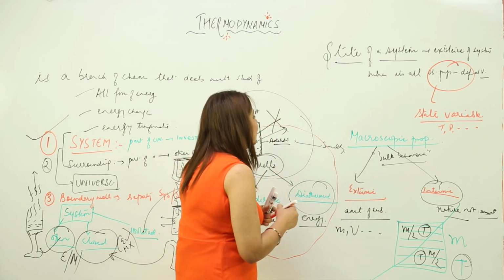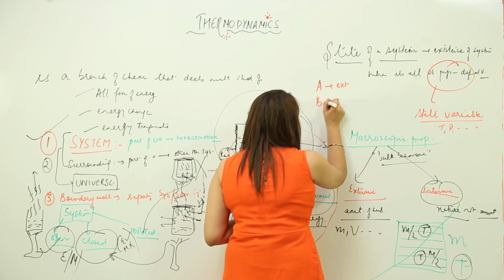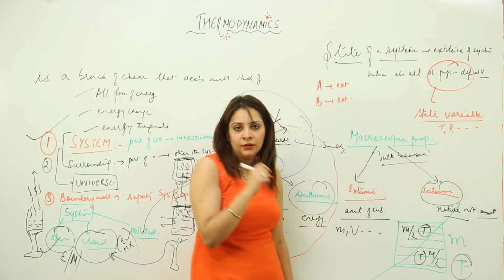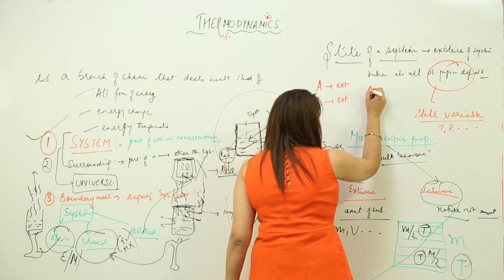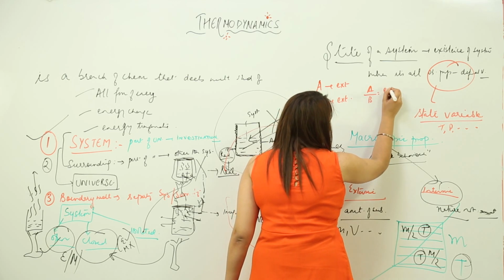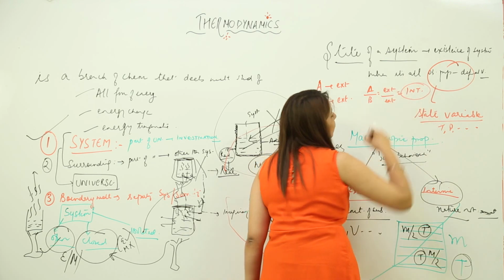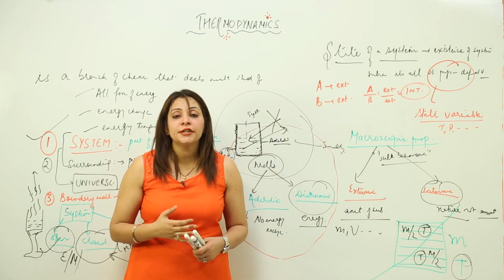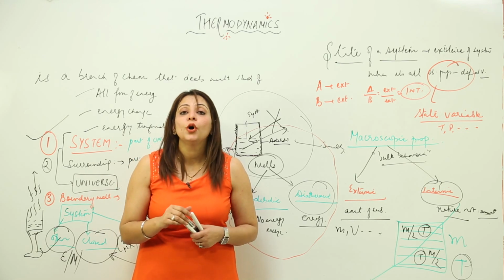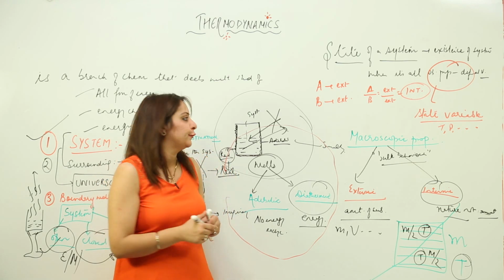Now suppose I have a property A which is extensive in nature, and I have B property which is also extensive in nature. I am going to take the ratio of these properties. So A by B, that means extensive property to extensive property. So what result are we going to get? The result will obviously be intensive. So keep in mind, this is very important, the ratio of two extensive properties is always intensive.